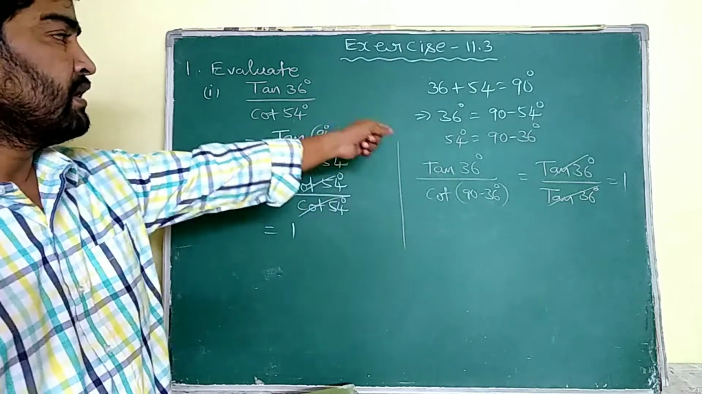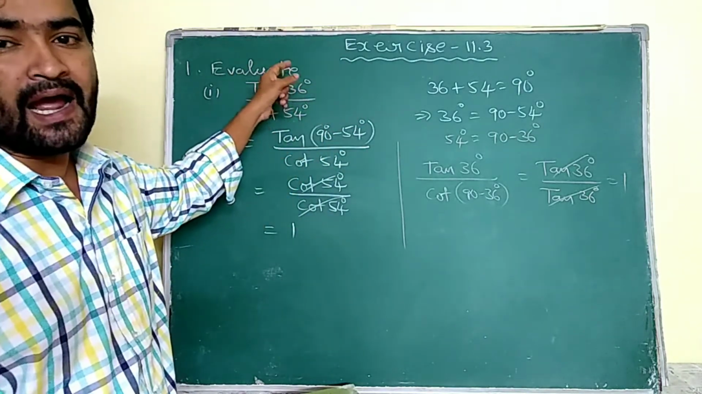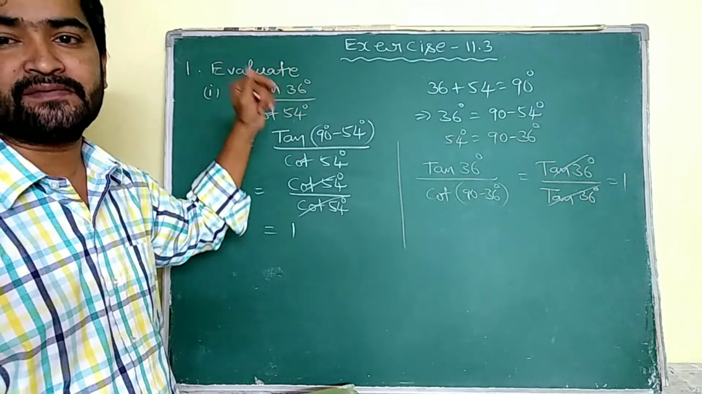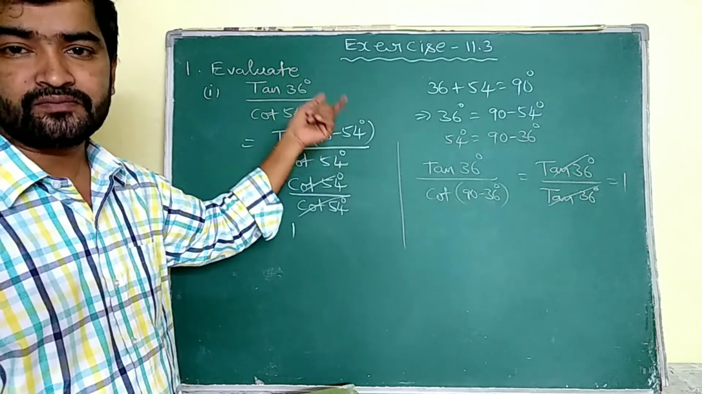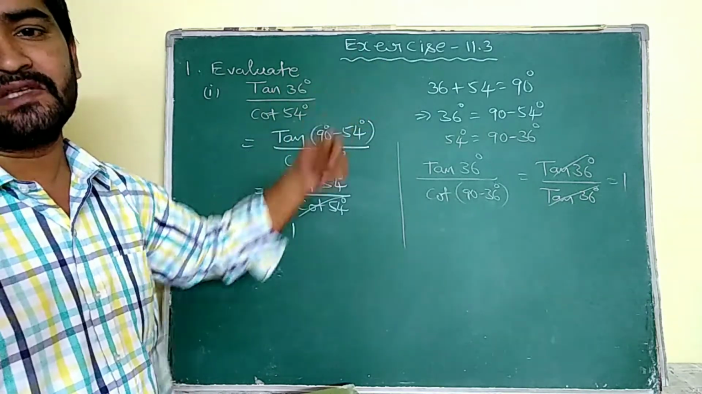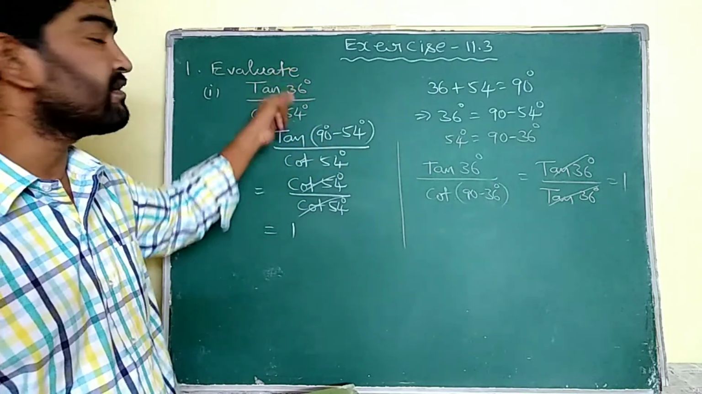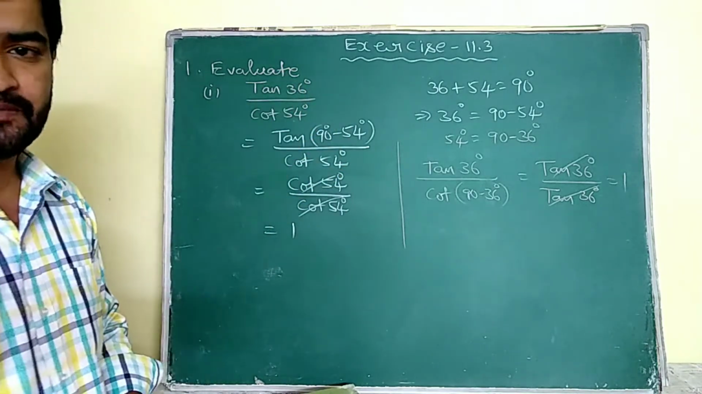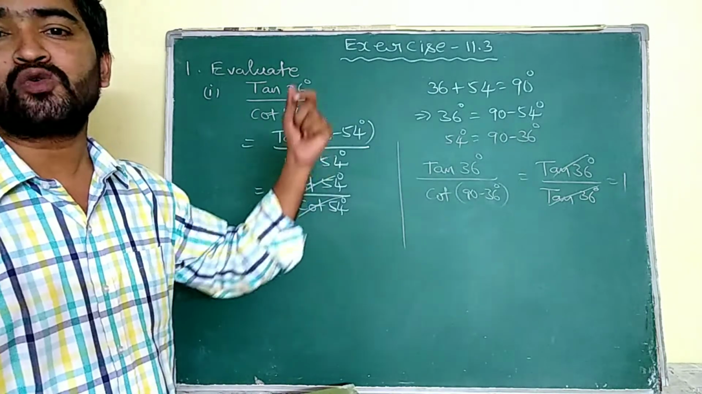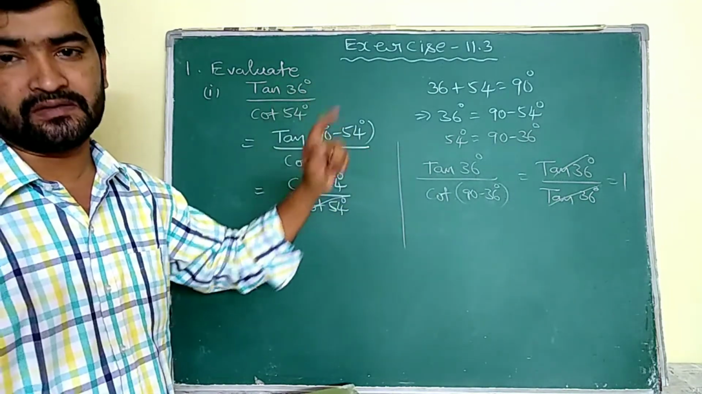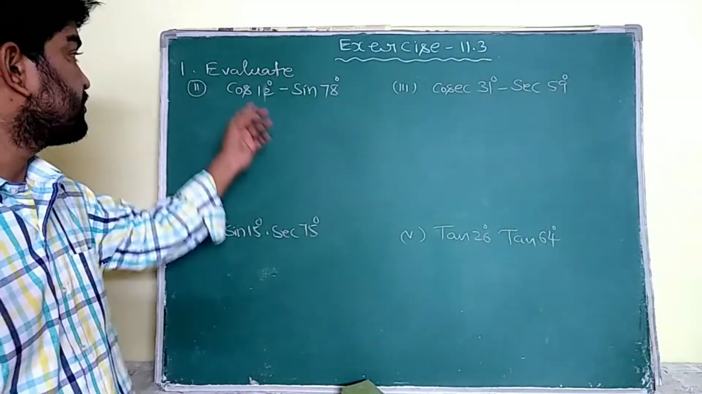Only one thing you have to remember: if the given angles are not the specific angles of the trigonometric table, then we just add them and check whether it gives 90 or not. That means we check whether the given angles are complementary angles or not. If the given angles are complementary angles, then we express one angle in terms of the other to simplify the given question.